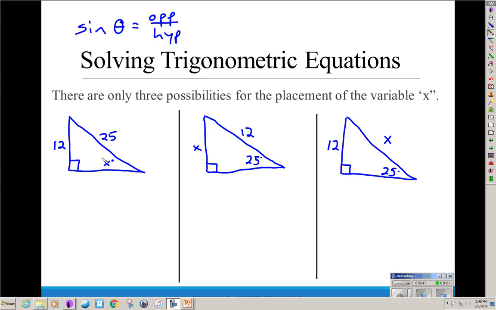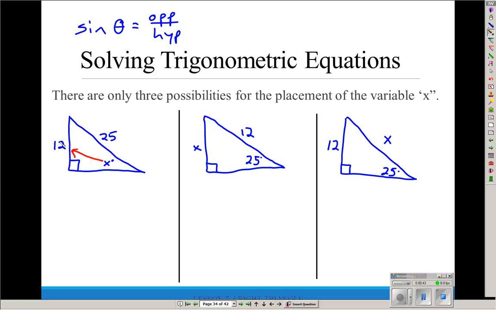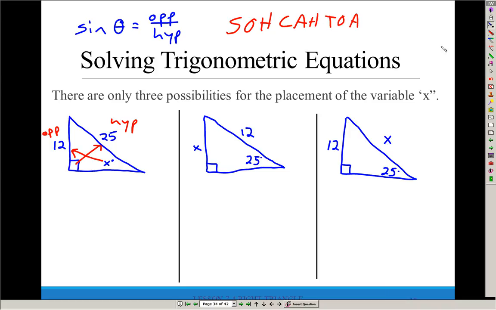So in this first one, here's the angle. Across from the angle is opposite. Across from the right angle is hypotenuse. If you remember SOHCAHTOA, opposite and hypotenuse, OH, that's sine. So we're going to use the sine equation. So I'll be using this equation here. Sine theta equals opposite over hypotenuse. Theta is the angle, so that's x in this one, equals opposite is 12, and hypotenuse is 25.